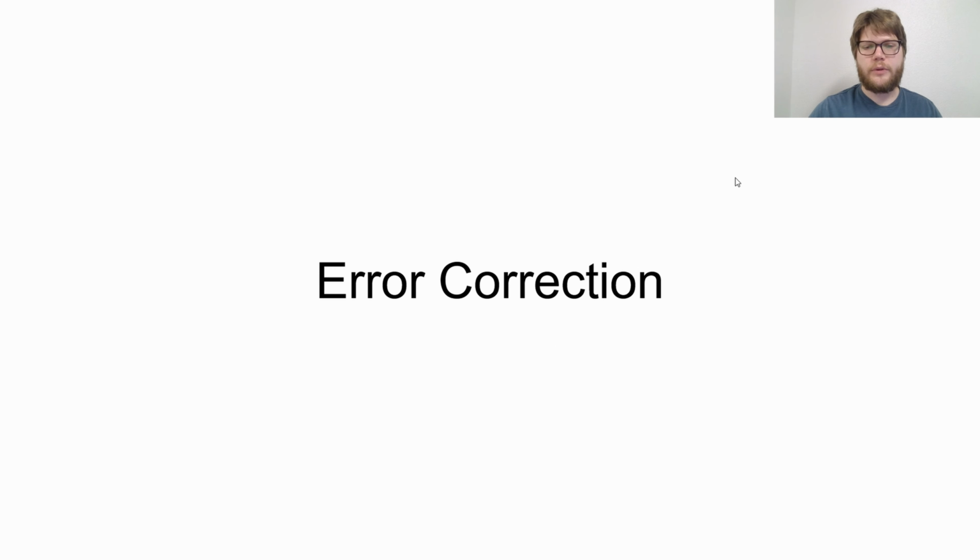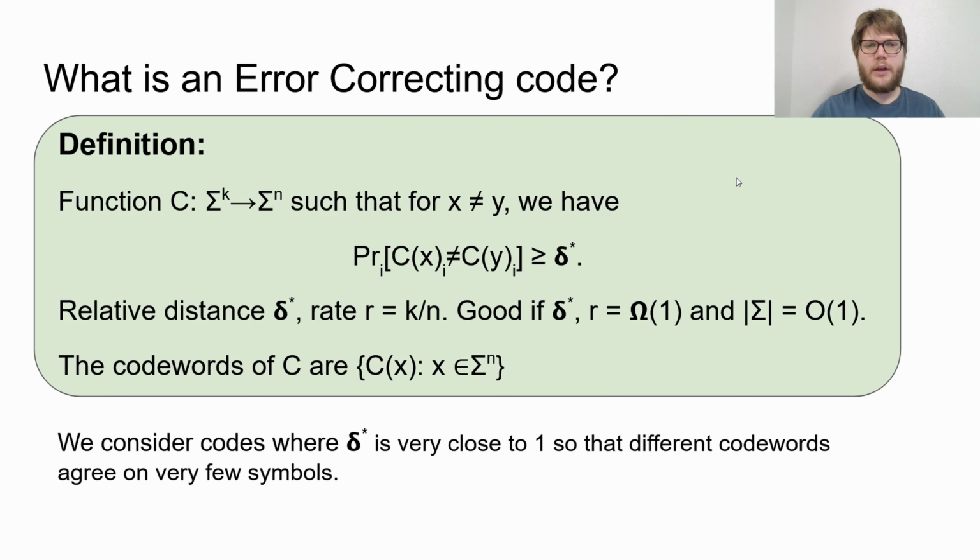So first, let's review basic error correction. An error correcting code is just a function that takes any two distinct inputs to distinct outputs that disagree on a large fraction of indices. The relative distance is the fraction of indices where they disagree. The rate is the length of the input divided by the length of the output. And we want a code that has as high a relative distance and as high a rate as possible.